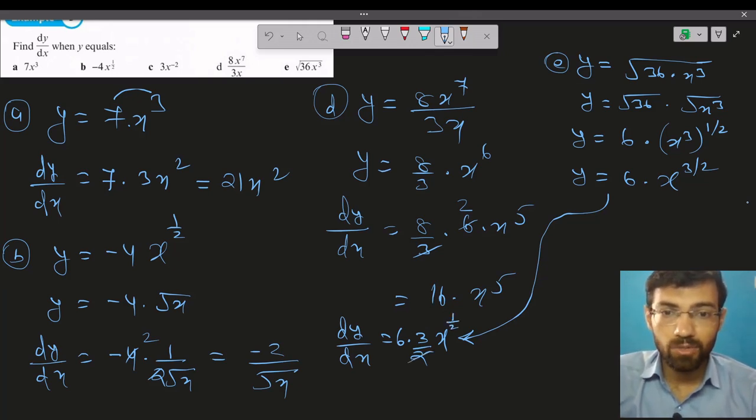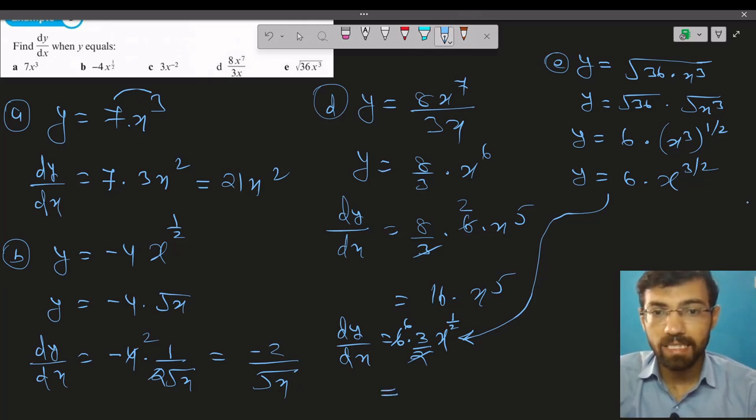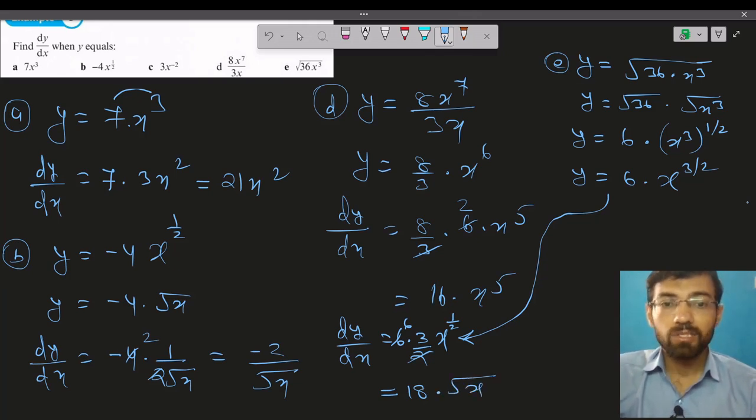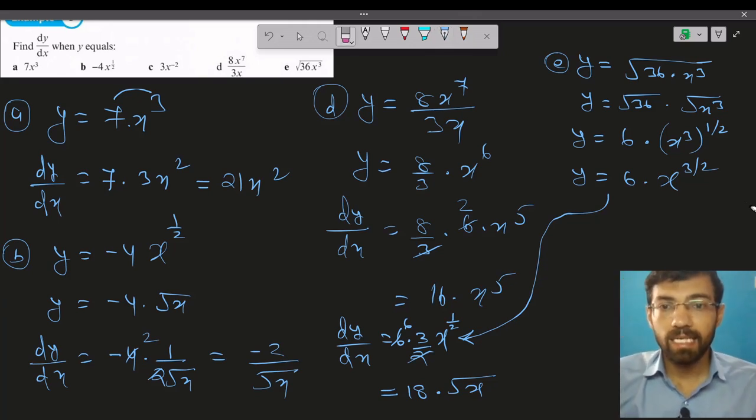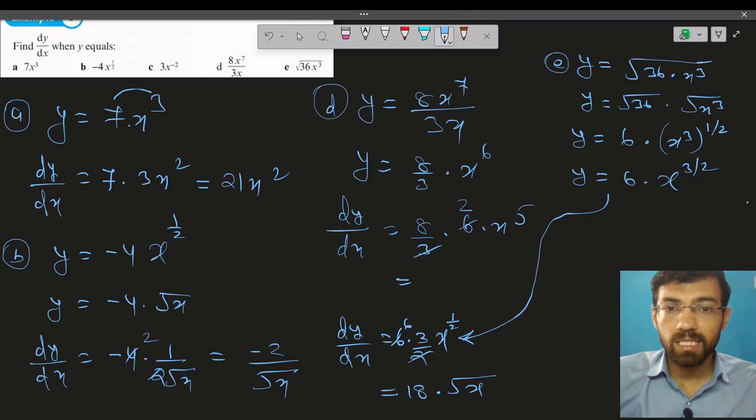Okay, and now this 2 and 6 we can cancel. So my final dy by dx is 6 3s are 18 into x raised to half, and let us write x raised to half as root x. So did we get our dy by dx? Yes. Okay, let us write this is equal to 8 2 just 16 x raised to 5.